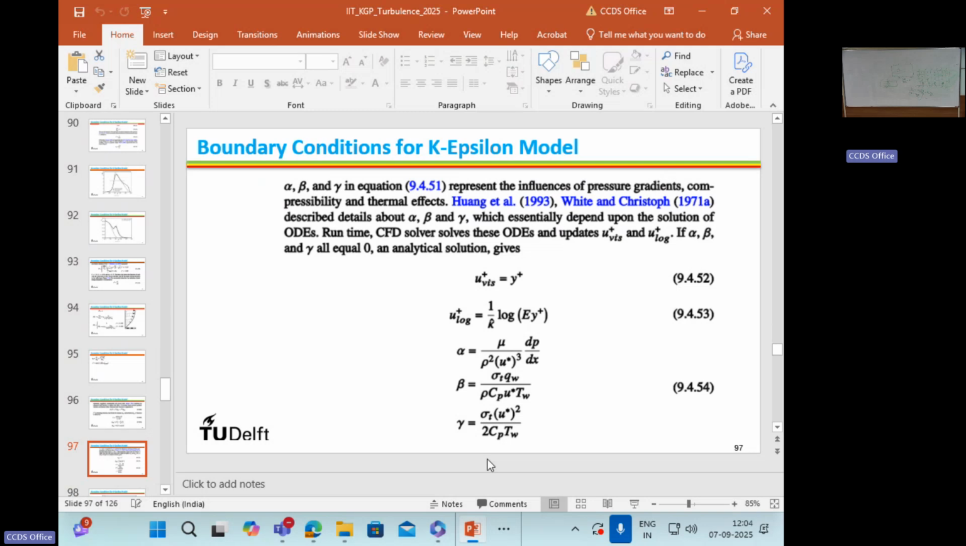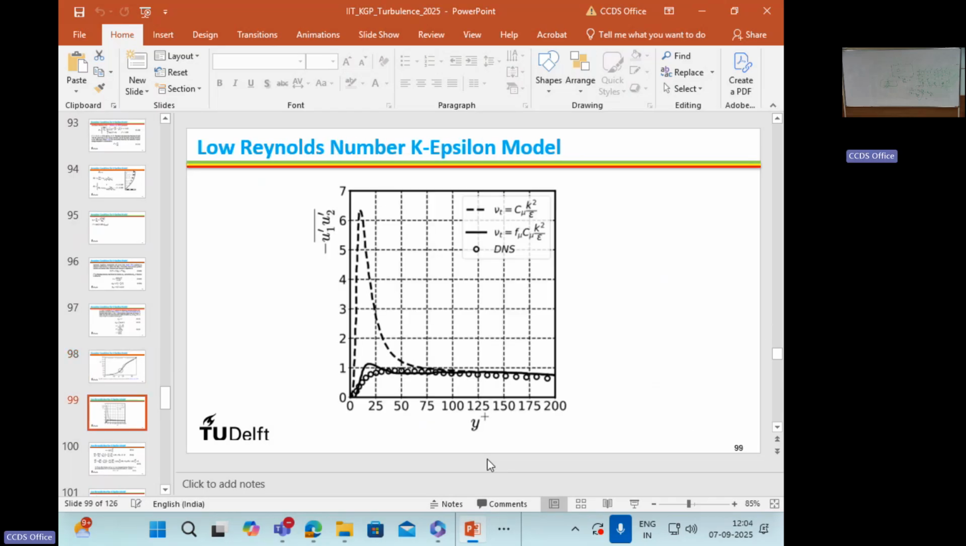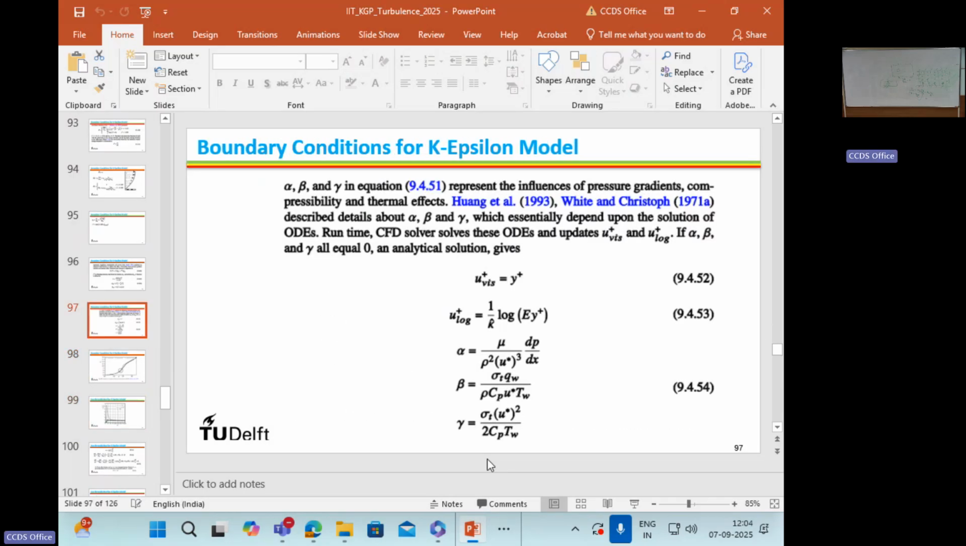If there is not any additional pressure gradient, alpha becomes 0. If there is not any heat transfer, beta goes to 0, right? There are some other parameters, Cp, based upon the boundary condition, whether it's a conducting boundary, heat is injected, or there is a pressure gradient, etc. If you put alpha, beta, gamma equal to 0 for a simple flow in a pipe, this enhanced wall treatment becomes similar to your standard wall function. Enhanced wall function is equivalent to your standard wall function.